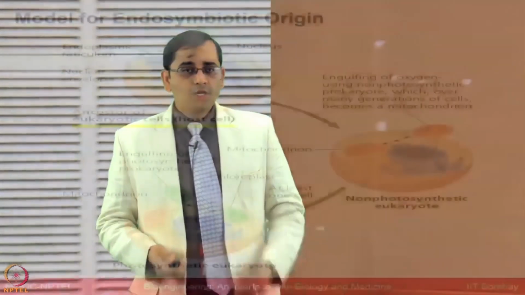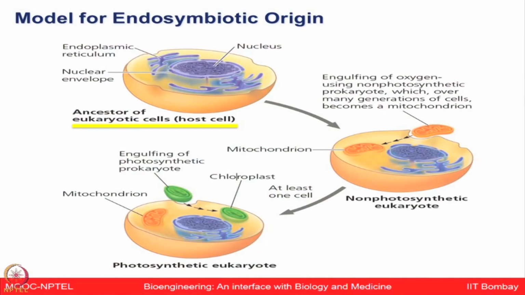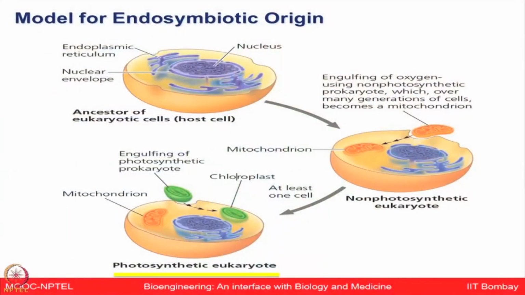In which way present day eukaryotic cells originated is still one of the research areas for evolutionary biologists, but different scientists have put forward some hypotheses, and one of the popular ones is endosymbiotic origin. The model for endosymbiotic origin is shown here: an ancestor of the eukaryotic cell, the host cell to start with, engulfed some non-photosynthetic prokaryotes, which after many generations became like a mitochondria, and then probably another photosynthetic prokaryote got engulfed, and that became the photosynthetic eukaryote.